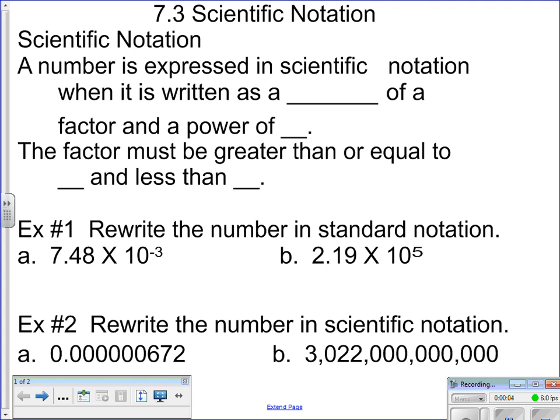Lesson 7.3, Scientific Notation. If you'd like to write the slide down, you should pause now before you begin.